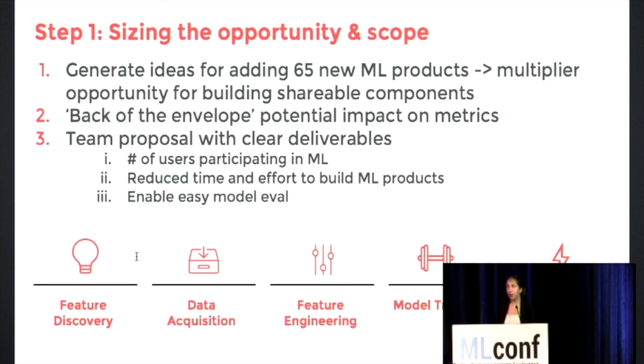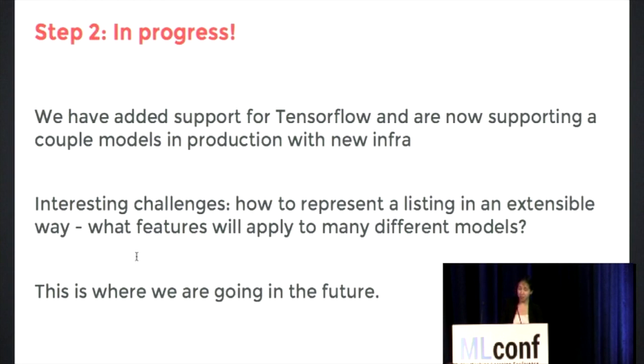And then we created a team proposal that had clear outcomes and deliverables around the number of users participating in machine learning, a reduced time and effort to build machine learning products, and to enable easier model evaluation, which was one of the biggest pain points that we saw. So that was the sizing of the opportunity and scope. Step 2 is actually in progress, so we're working on it now.